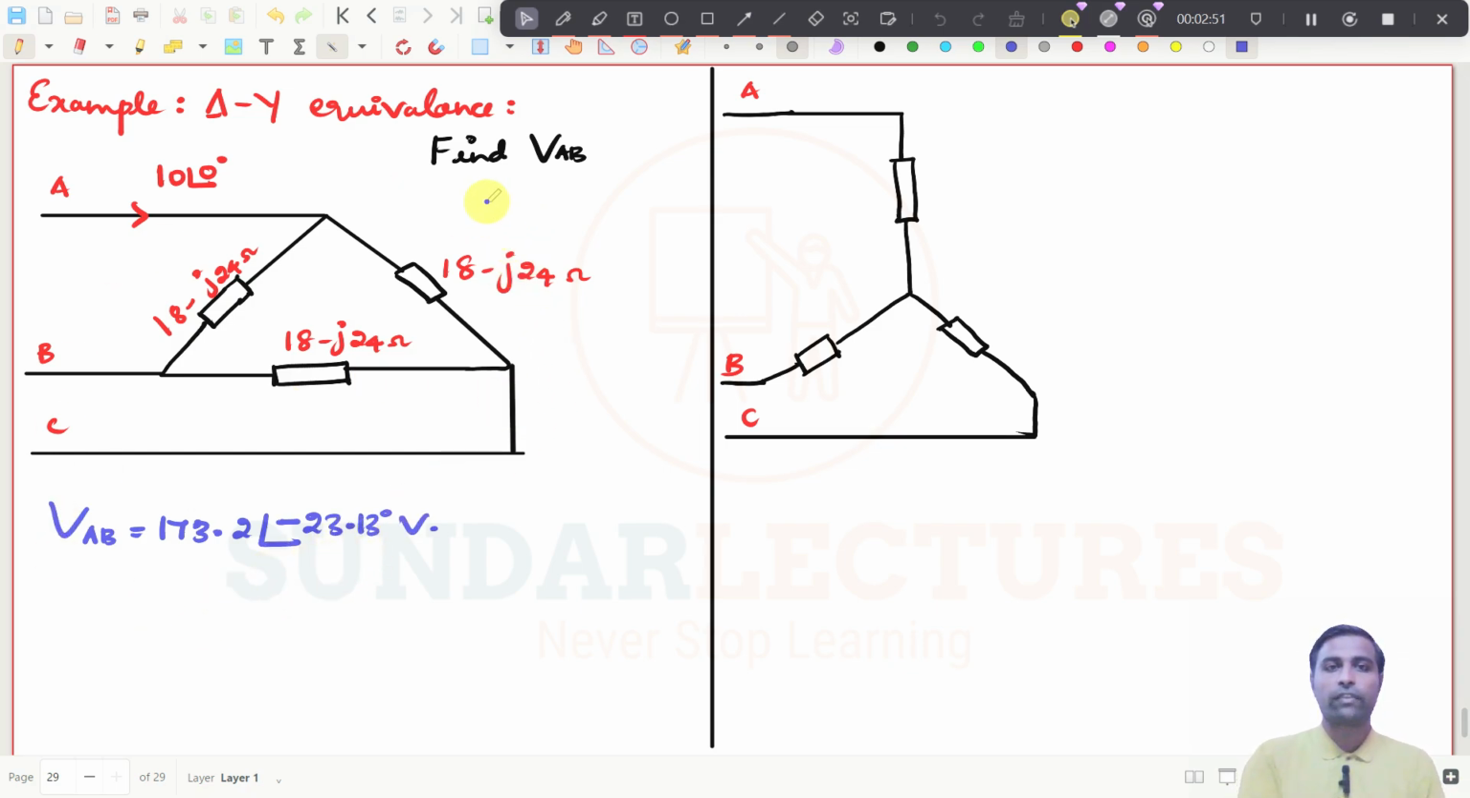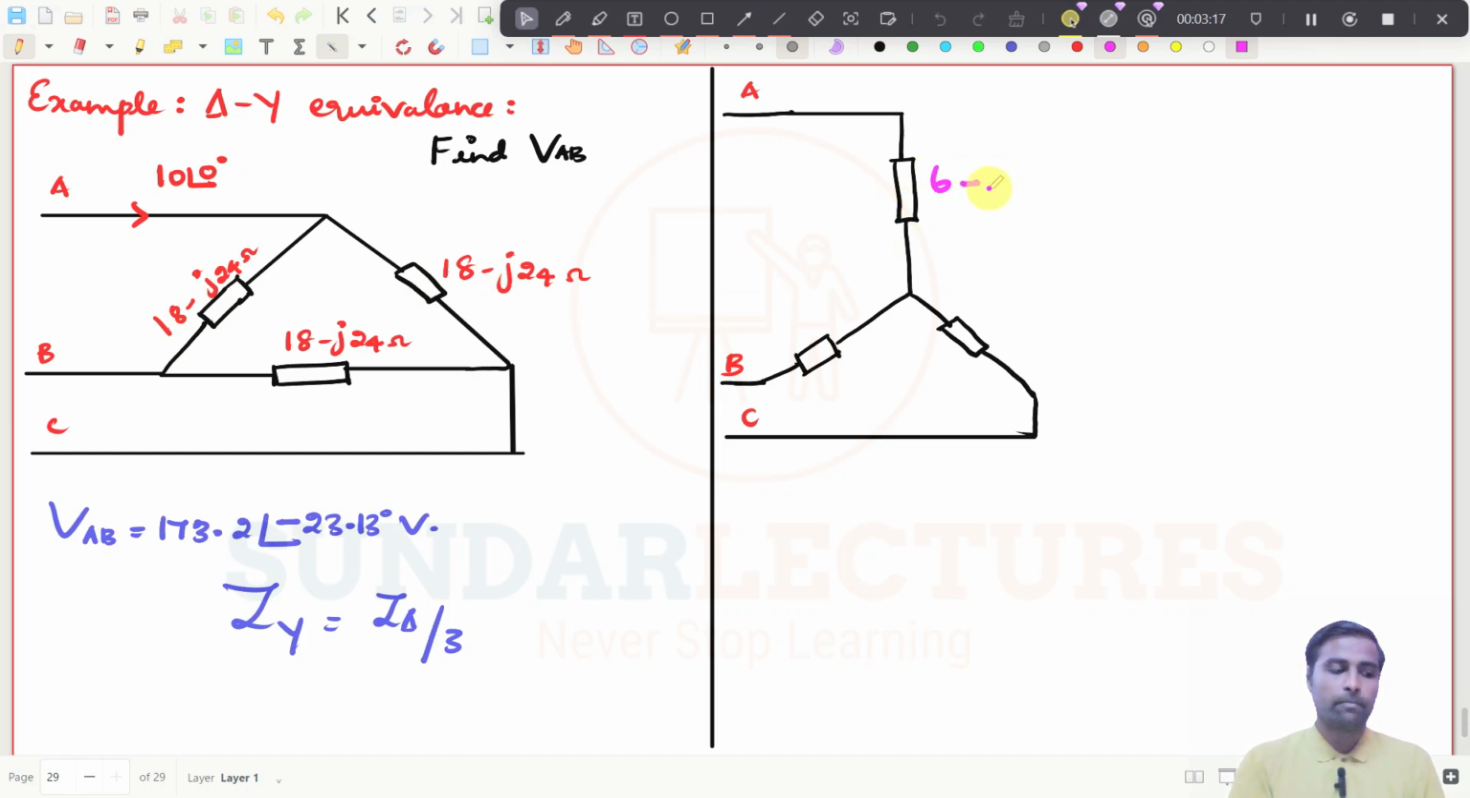So now we need to find the value of VAB using this one. What is the equation we know? EZY will be equal to EZ delta divided by 3. We need to divide the delta impedance by 3 to get an equivalent star, right? So what will be this value? Maybe it is 18 minus J24. If you divide this by 3, you will get 6 minus J8.